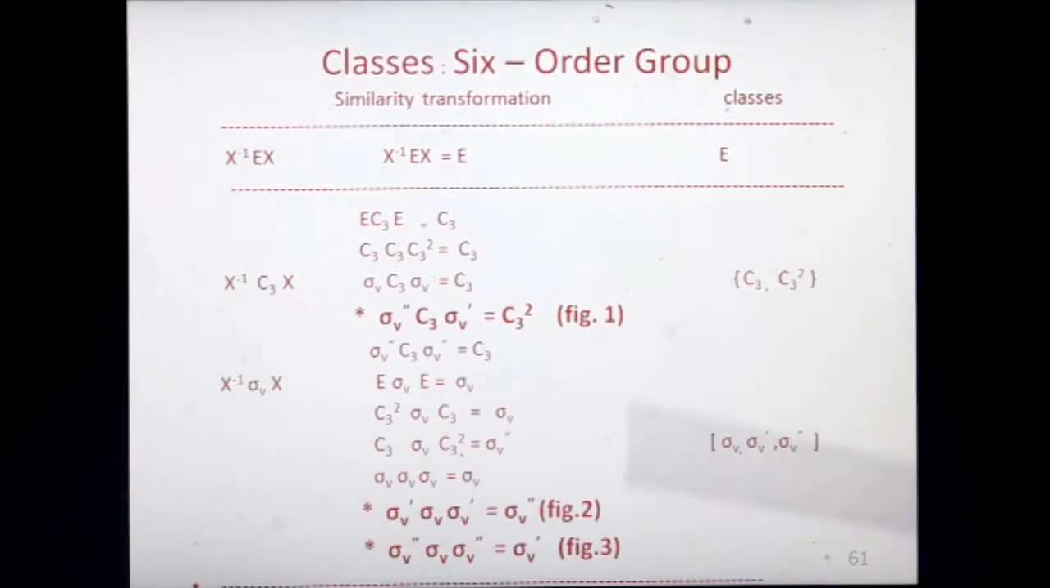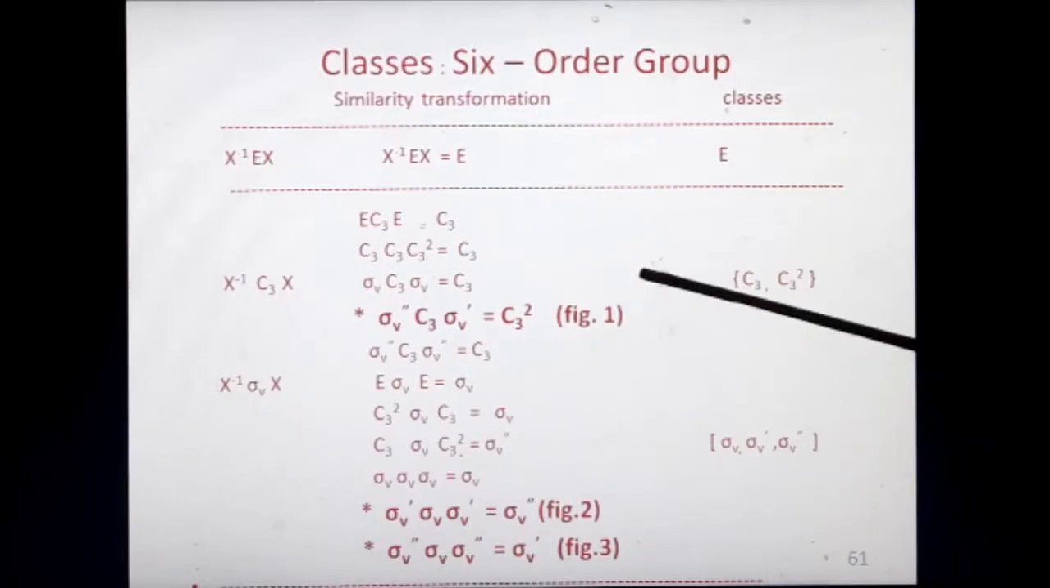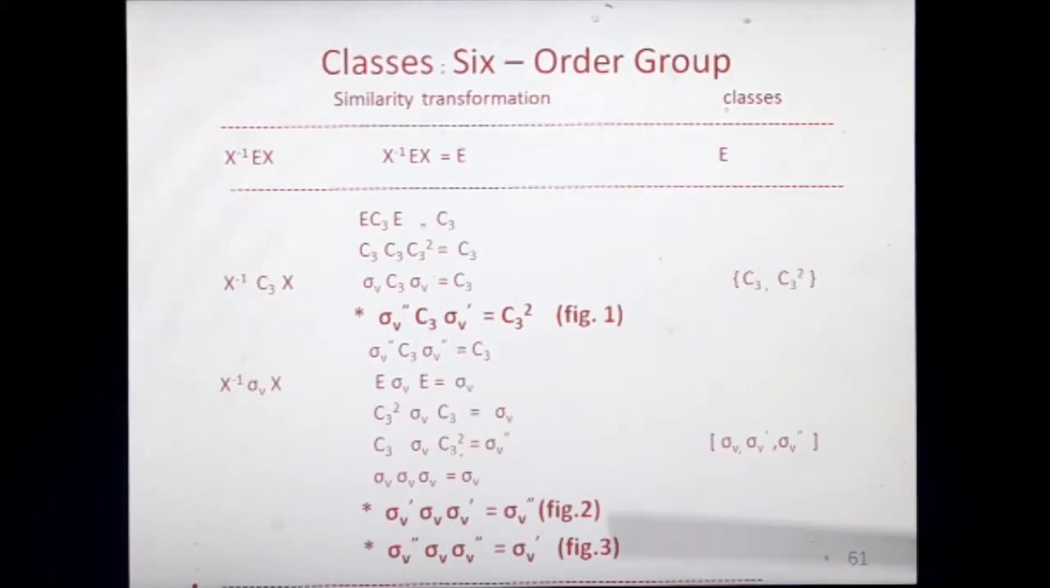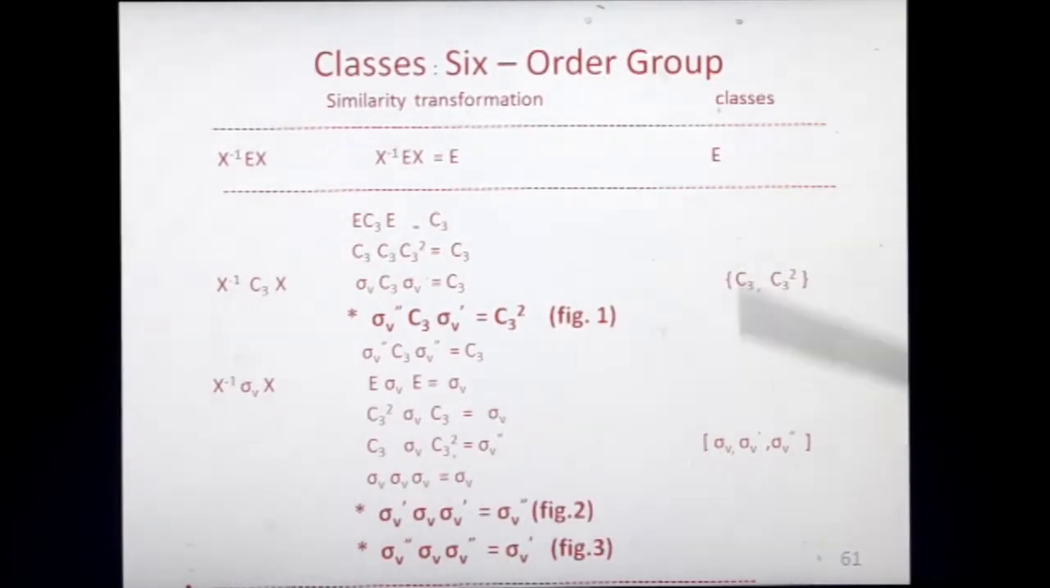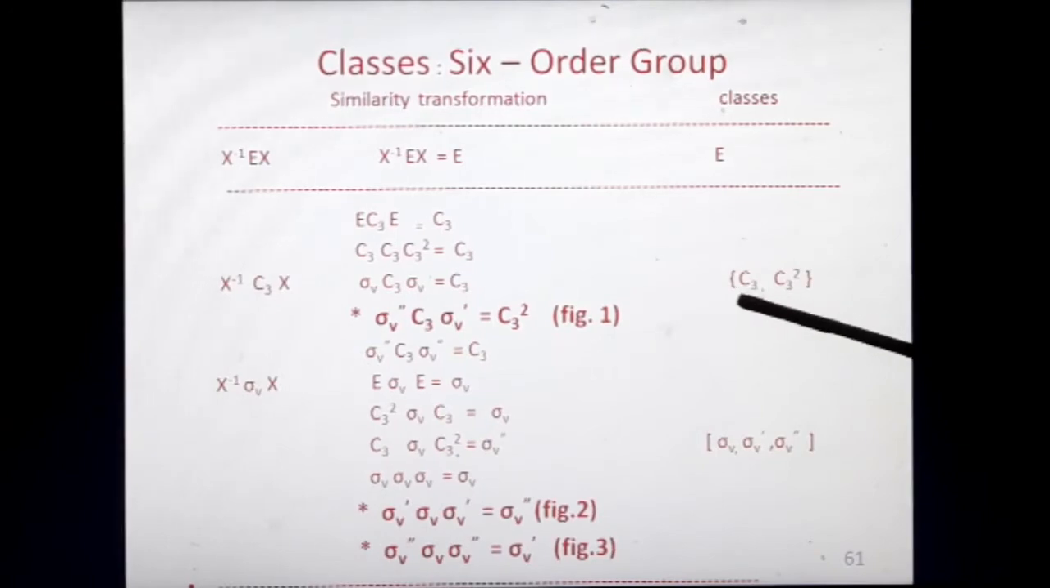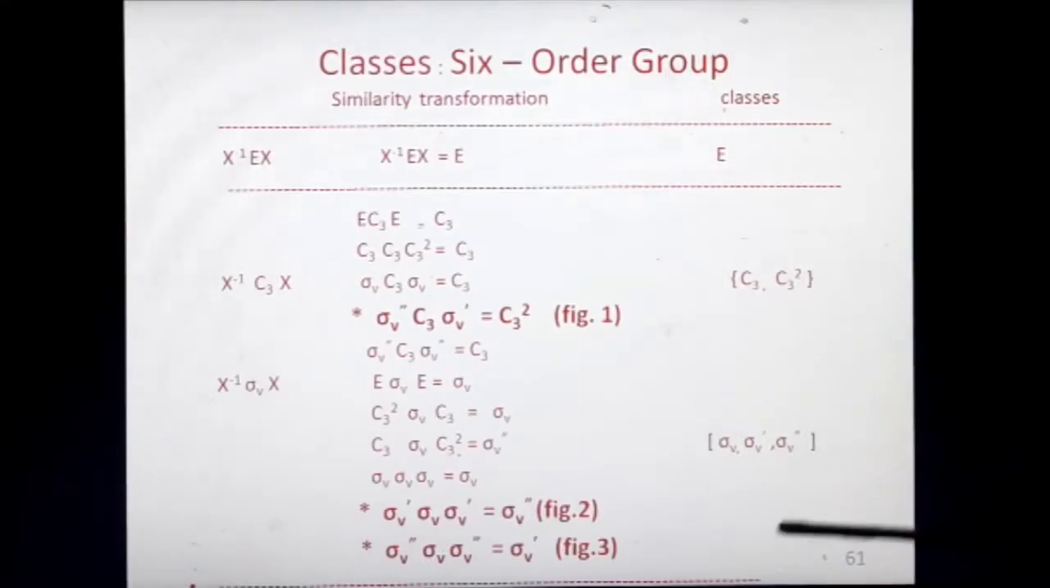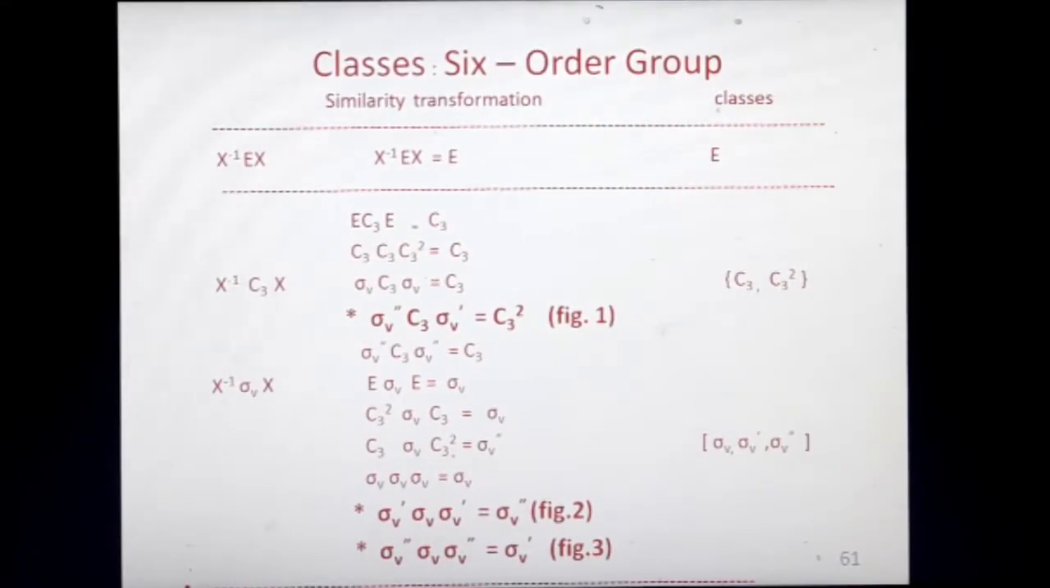Now in figure 2, we will discuss that sigma v is conjugate with sigma v double dash and sigma v is conjugate with sigma v dash. So in these 3 figures, 1, 2, 3, we have shown that this is one class, and sigma v dash and sigma v double dash belong to another class.